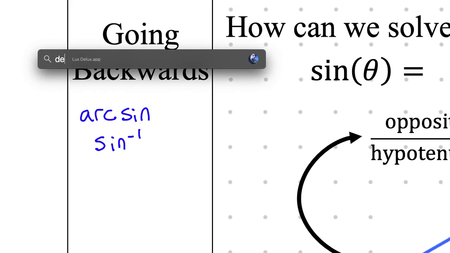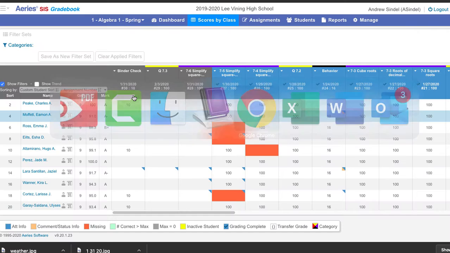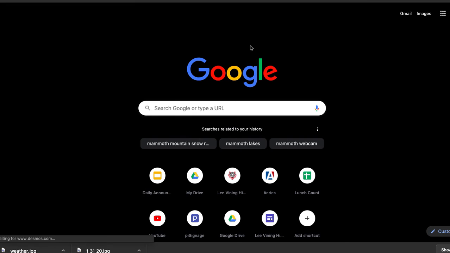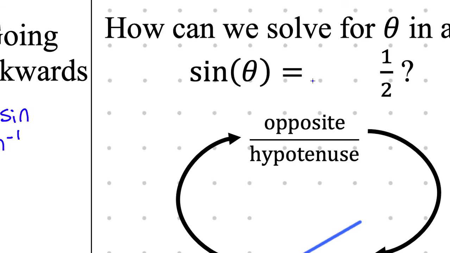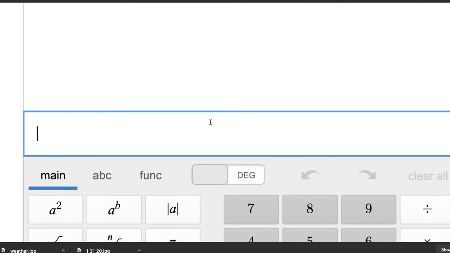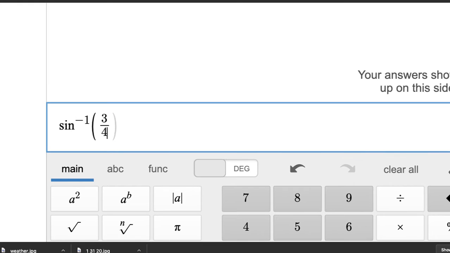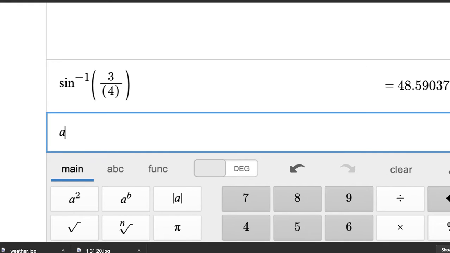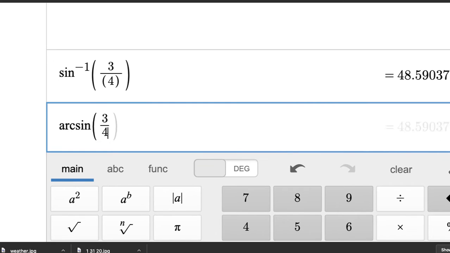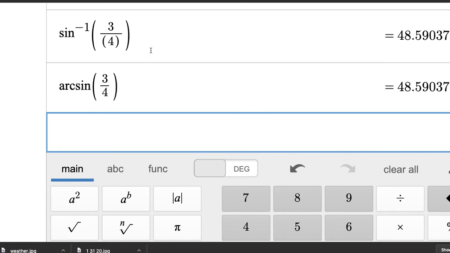If I go to desmos.com/scientific and look at arcsine of a value, say sine to the power of negative 1 of 3 divided by 4, it's 48. If I do arcsine of 3 divided by 4, it's the same number. These are the same thing. You can use the same thing on the calculators. Just know that it's pronounced arcsine. I'm going to be using this notation because it's a little bit faster and makes a little more sense too.